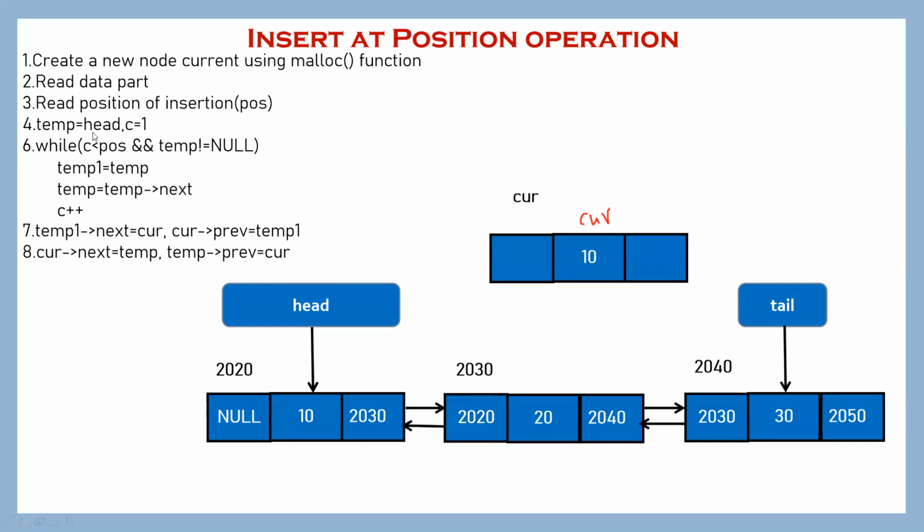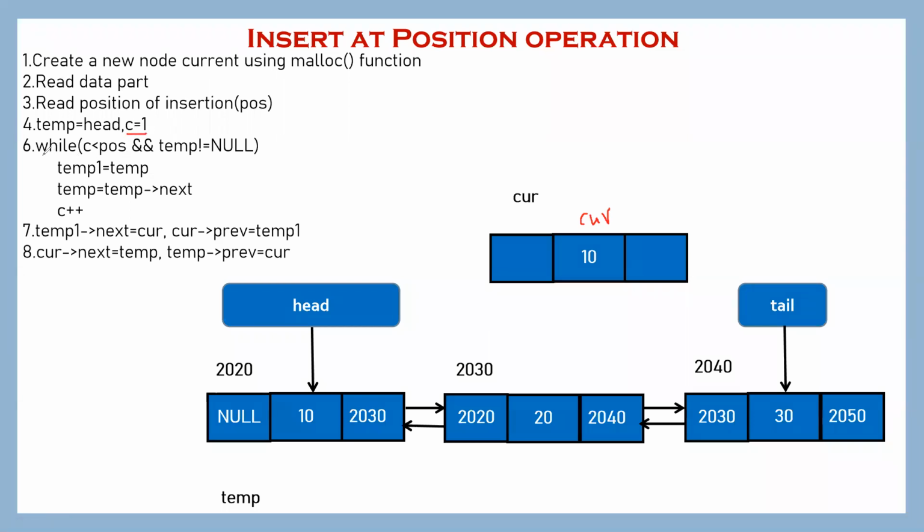Next, as the head cannot be moved to any other position, we assign head to the temp. So we are assigning head to the temp, so temp is pointing to the head node. And we have initialized the counter with 1.